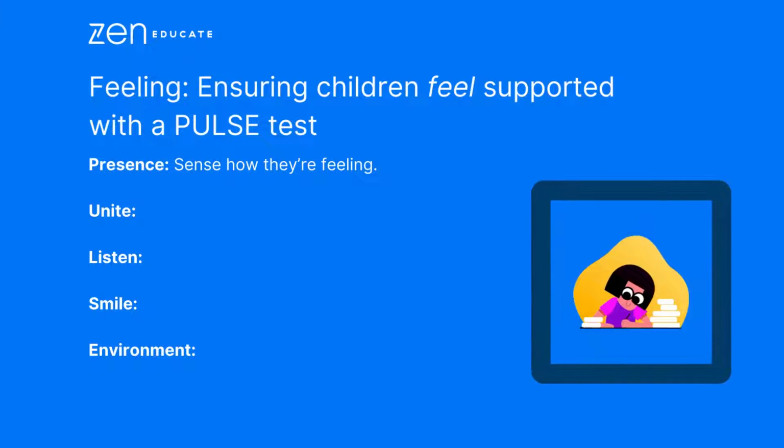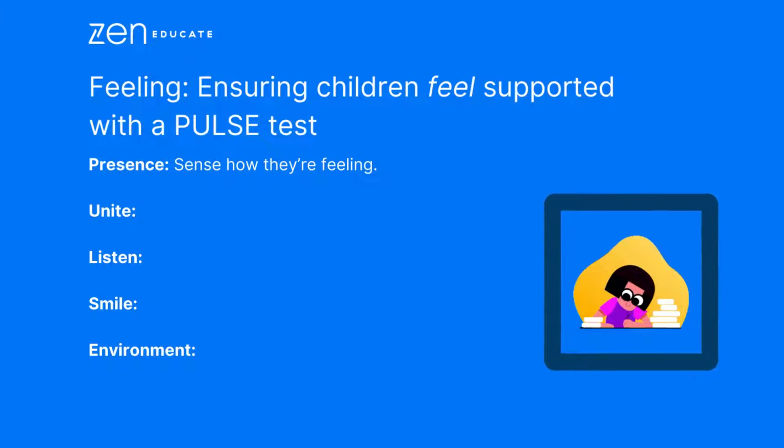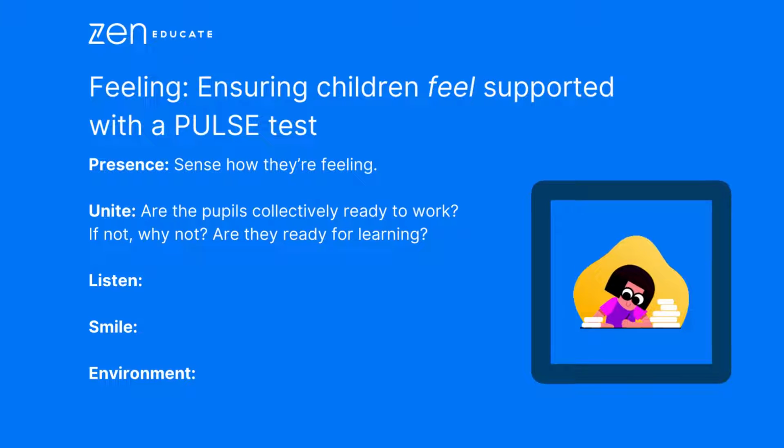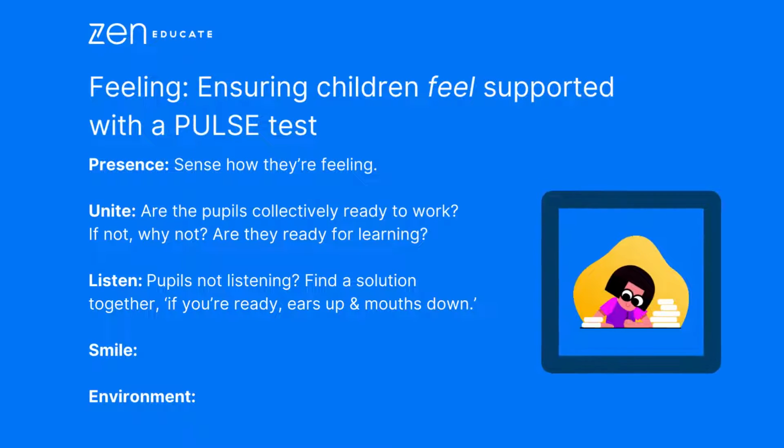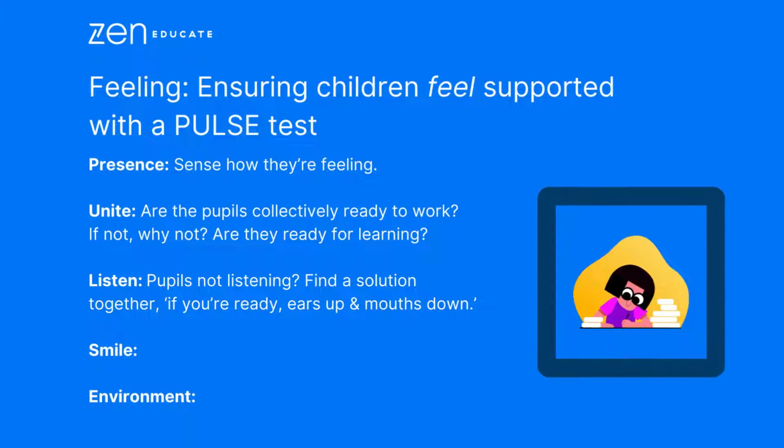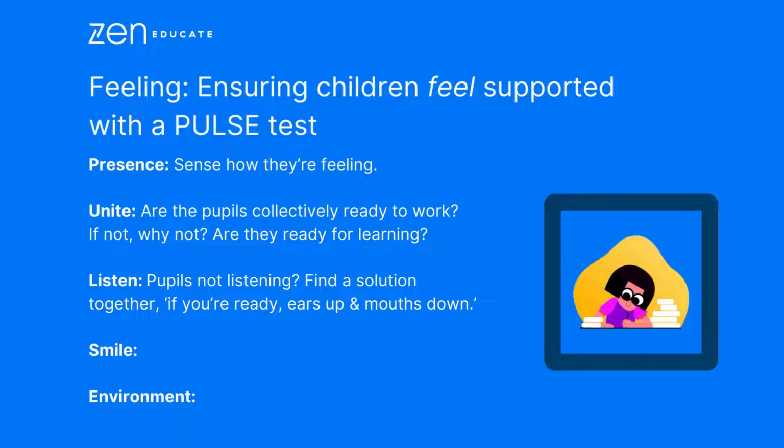P is for presence. Check in and sense how they're feeling. U is for unite. Are the pupils collectively ready to work? And if not, why not? Make sure the pupils are coming in ready for learning. L is for listen. Are the pupils listening? If not, why not? Quickly find a solution together. For example, if you're ready, turn ears up and mouths down.